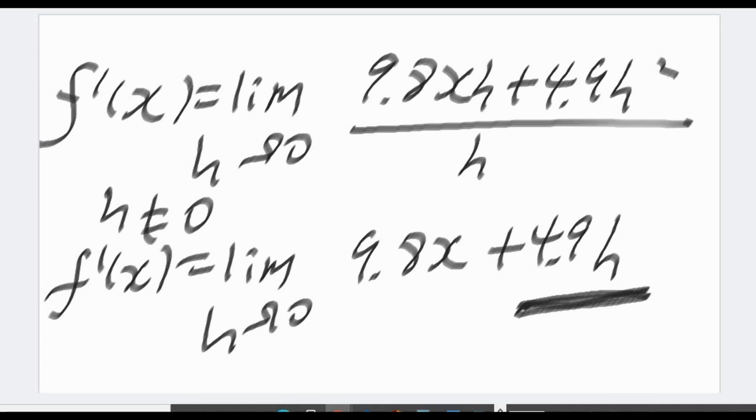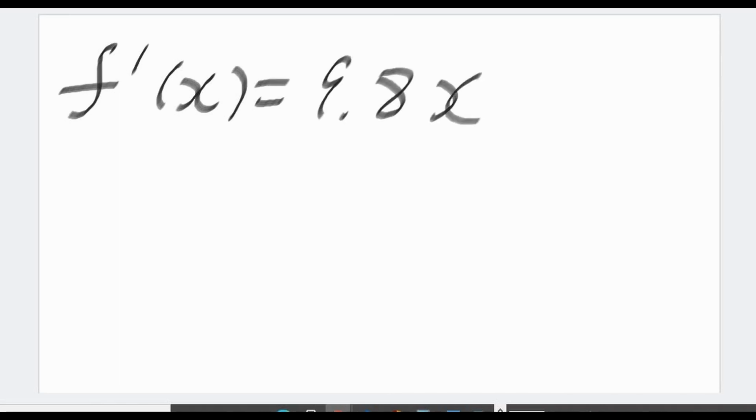When we apply the limit h goes to 0, 4.9 times h becomes so small that it is negligible. Therefore, after taking the limit, we have f prime x just equal to 9.8x. Now, this is the beauty of taking the limit. After that, we don't have the small interval h anymore, and we're only left with one variable x. And this is basically the derivative of the function f equals 4.9x squared.